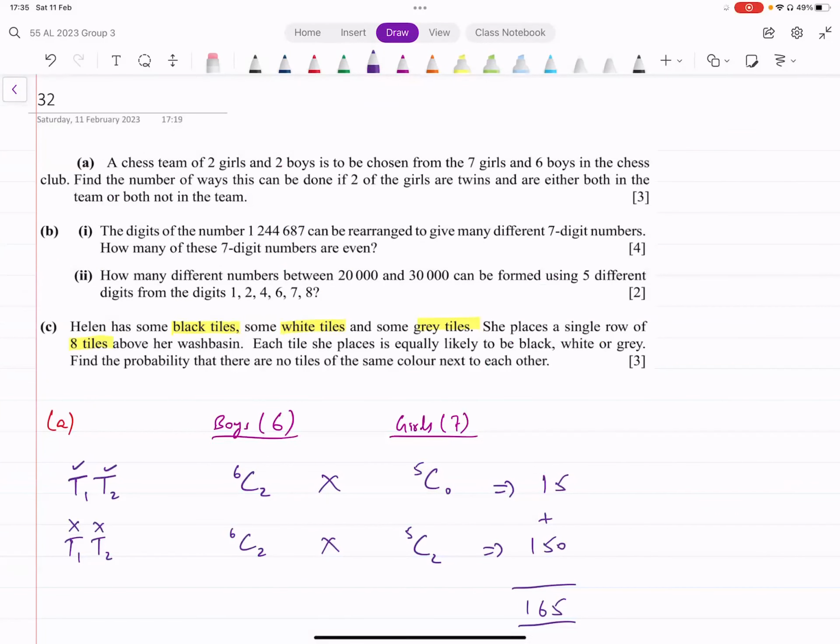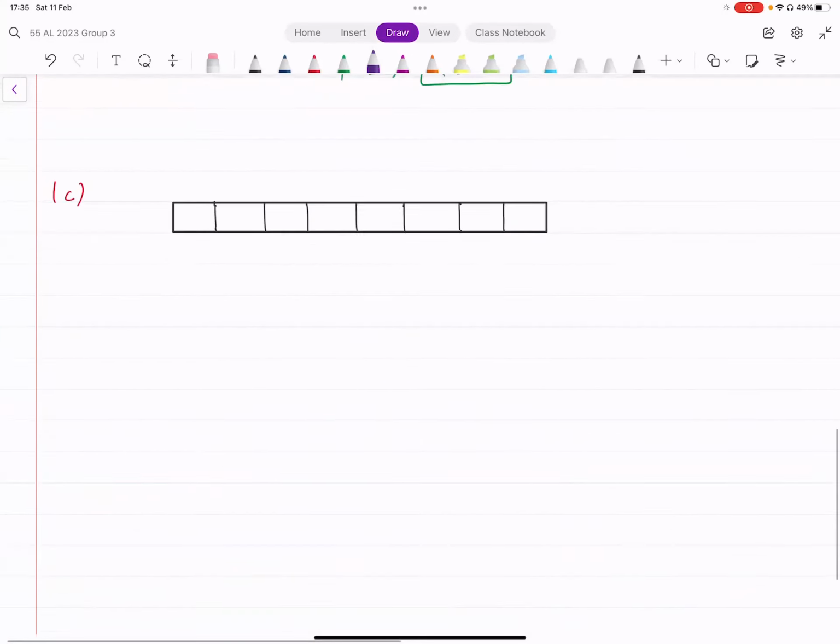Now, if there was no restriction, उसमें क्या probability find करनी है सबसे पहले that there are no tiles of the same color next to each other. No tiles of the same color next to each other. यानी कि ब्लैक के साथ ब्लैक नहीं आ सकती, ग्रे के साथ ग्रे नहीं आ सकती, व्हाइट के साथ व्हाइट नहीं आ सकती, एक दूसरे के साथ नहीं हो सकती. Now let's say if there was no condition, हमें probability निकालनी है ना, तो हम पहले तो total number of possible outcomes निकाल लेते हैं. That's one possibility. Total number of possible outcomes क्या होंगे?